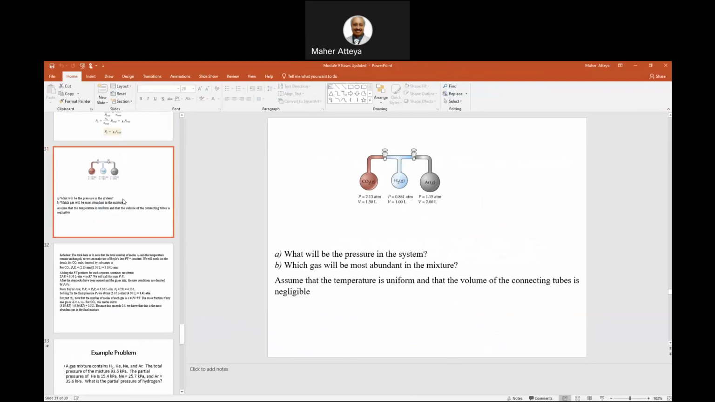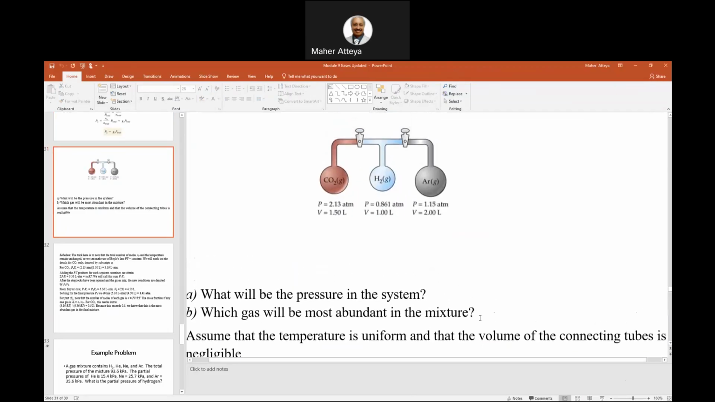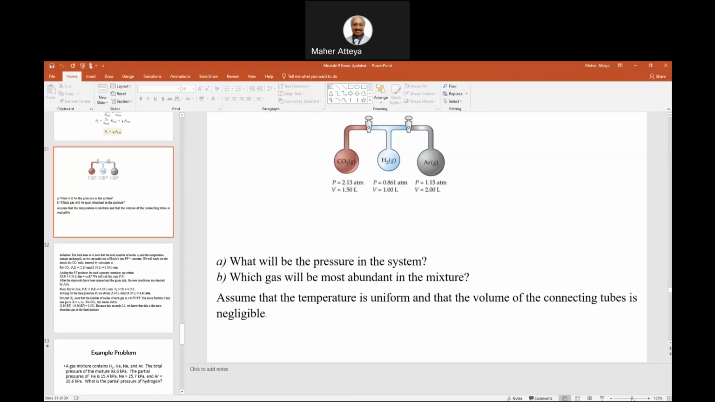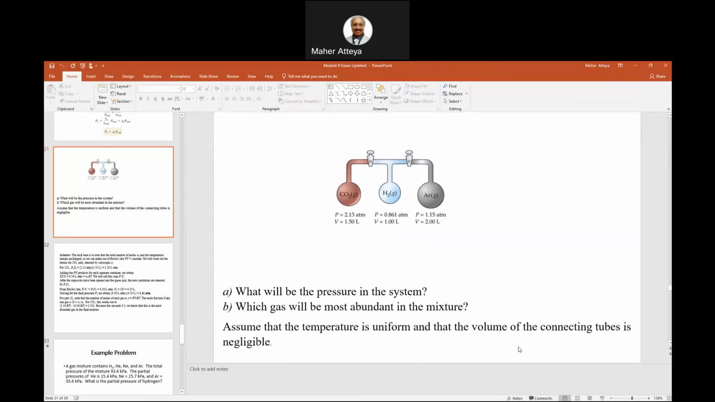Okay, so I will increase this one here so you can see it much better. You have 3 gases. We did not mix them yet. Each gas has its own bulb, its own glass container: carbon dioxide, hydrogen, and argon. Each one is existing in its own conditions.